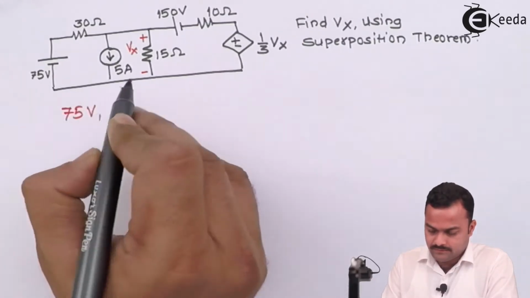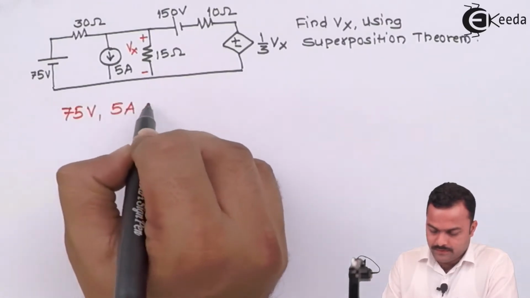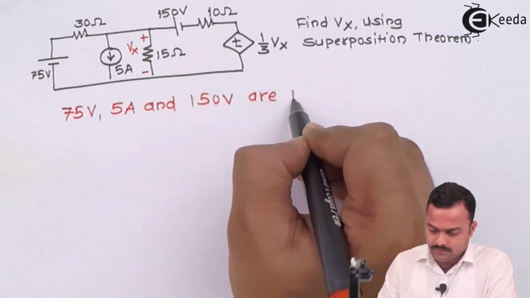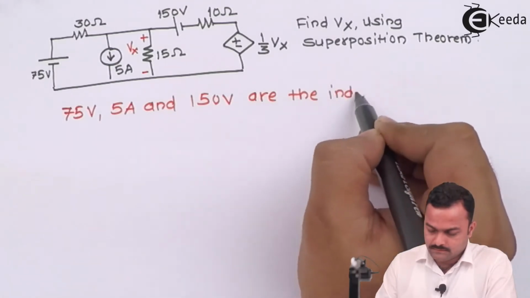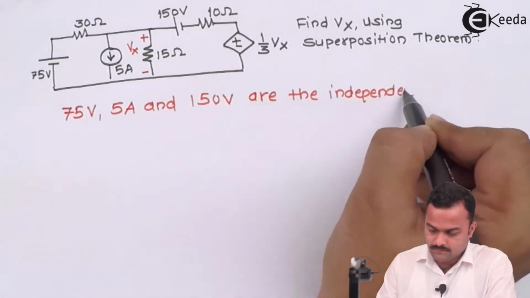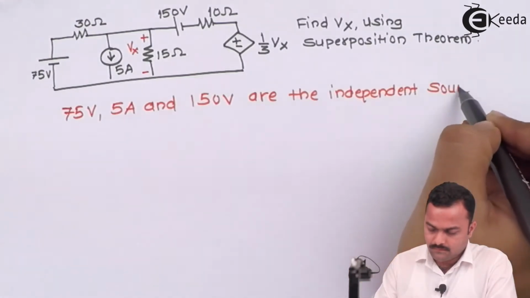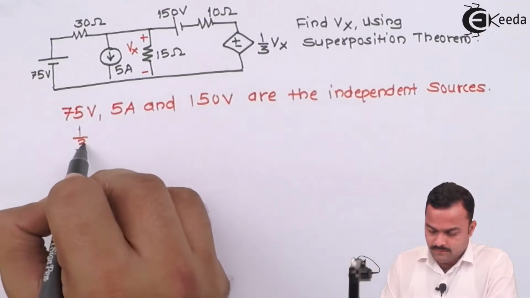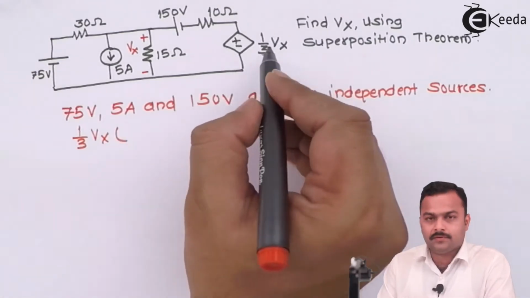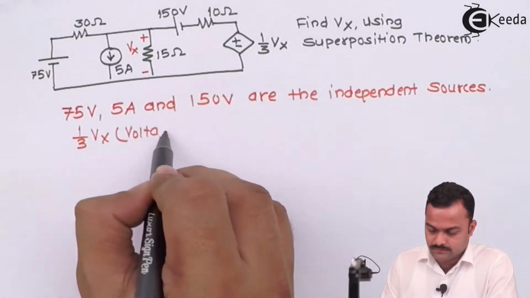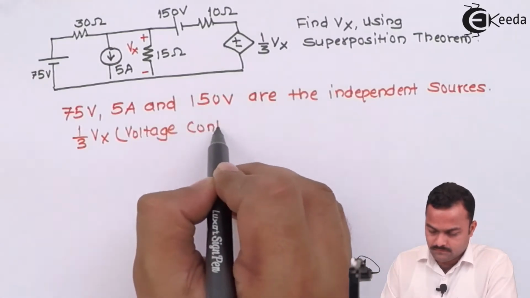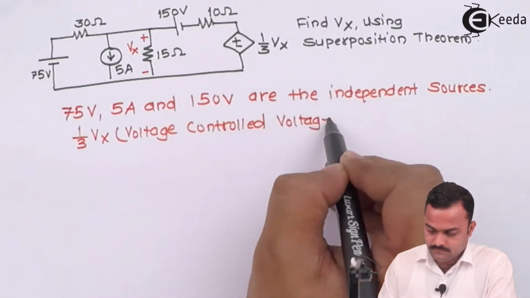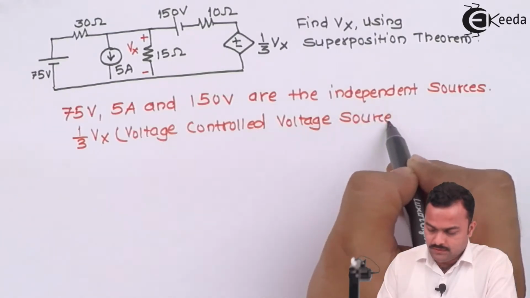So 75 volt, 5 ampere and 150 volt are the independent sources given in the circuit. And the only dependent source is this 1/3 Vx. It's a voltage source and it depends upon the voltage only, so it's a voltage controlled voltage source. So this is the only dependent source present.